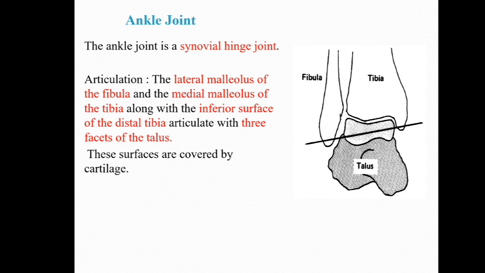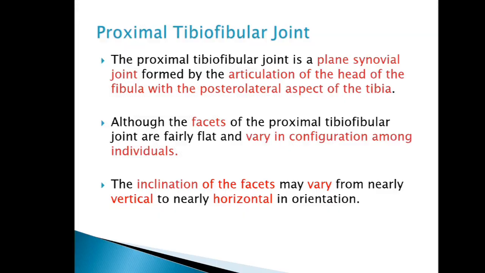Today, we'll discuss the ankle joint. The ankle joint is a synovial hinge joint. The lateral malleolus of the fibula and the medial malleolus of the tibia, along with the inferior surface of the distal tibia, articulate with three facets of the talus, which are covered by cartilage.